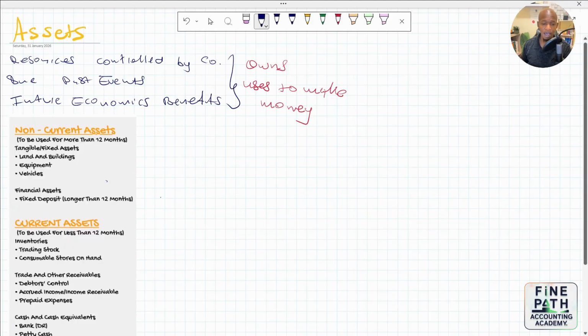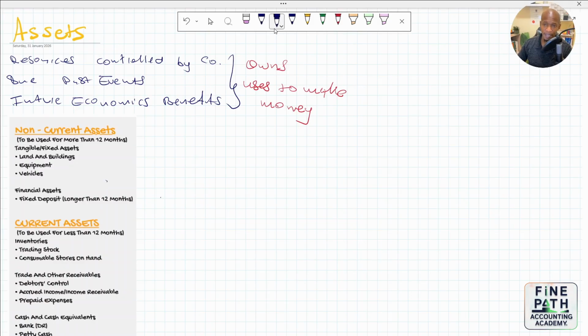And then our current assets, those are assets that will be consumed currently. They will be used within 12 months after the year has ended. There we are looking at things like your inventory, consumable stores, your debtors, your prepaid expenses, or any money that you have in your bank. All those will be classified and recorded as current assets in our financial statements.